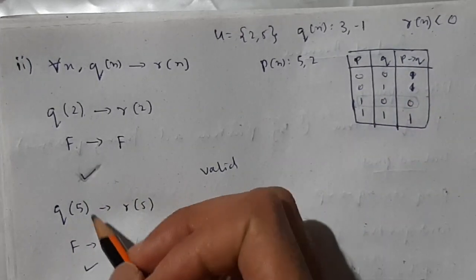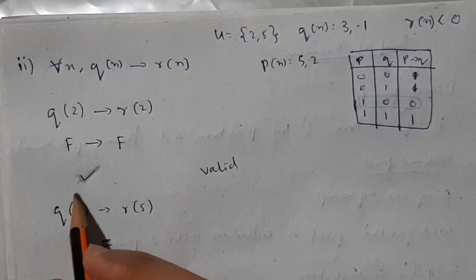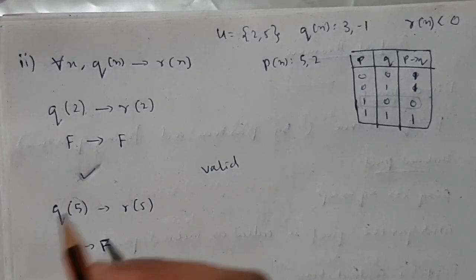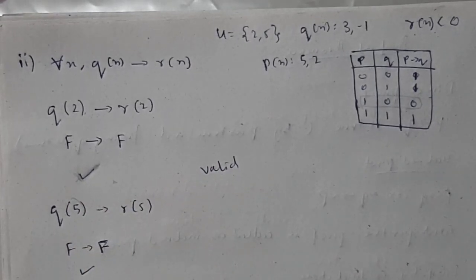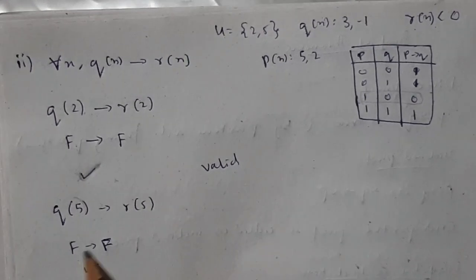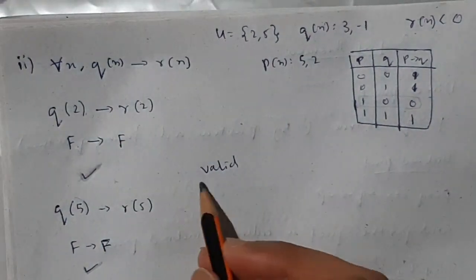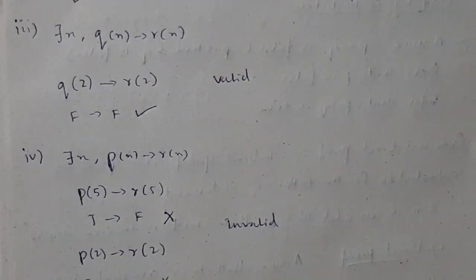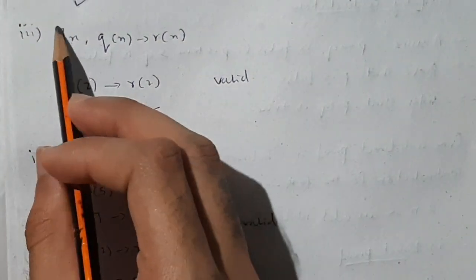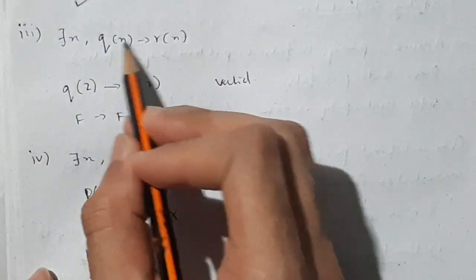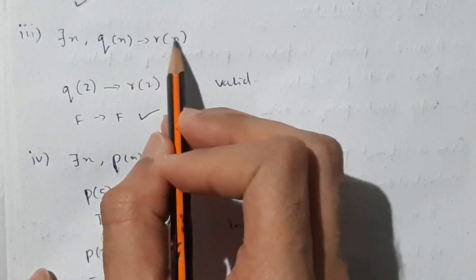Now in the next case put 5 here, q of 5 is also false if you put it in that equation, and r of 5 is also false. So false conditional false is again true here. So both of these conditions are true, so it's a valid argument. In the third question you have for some x. So let's see what is for some x. In for some x you will have q of x conditional r of x. This is the question which is given.